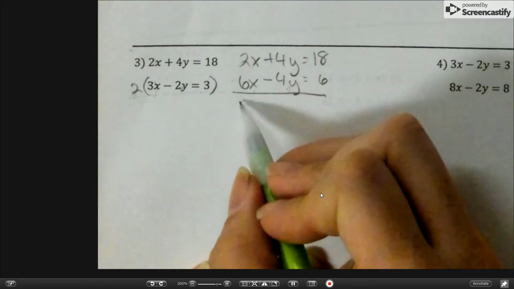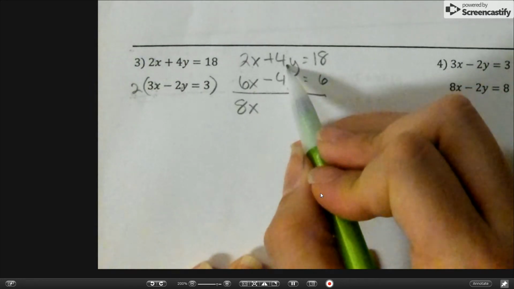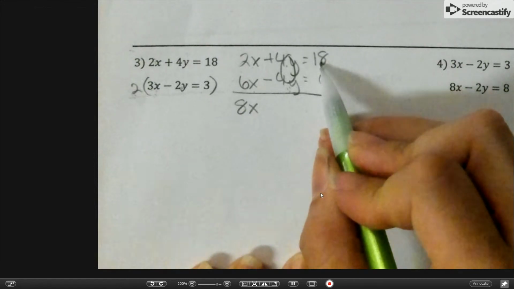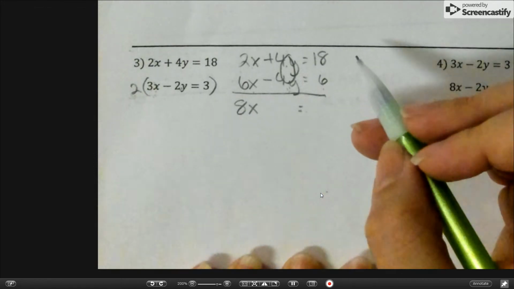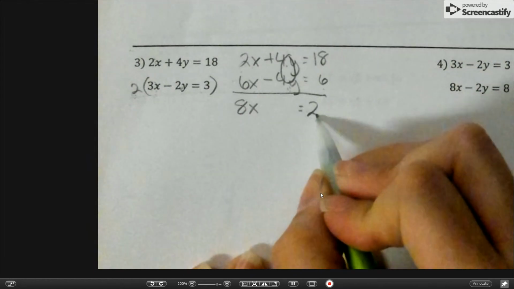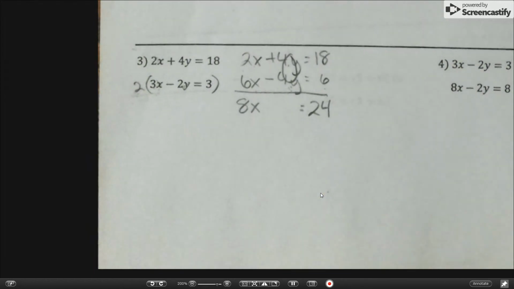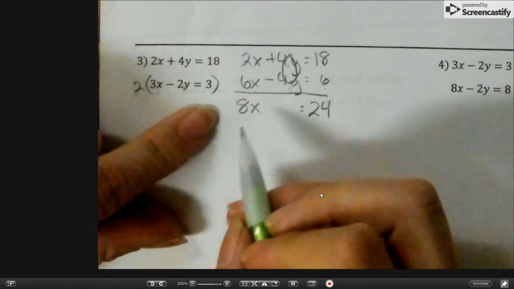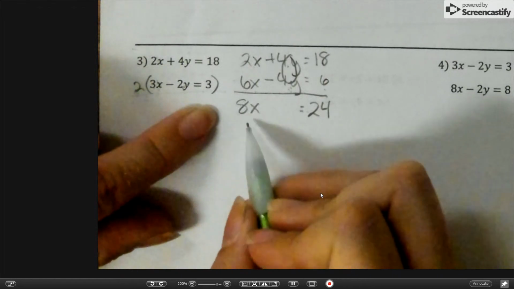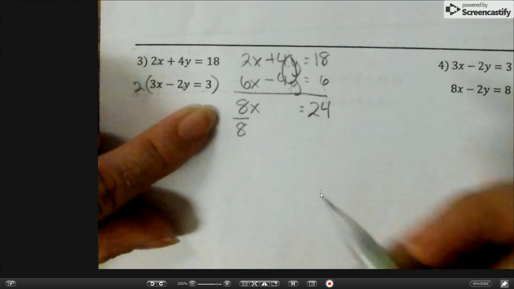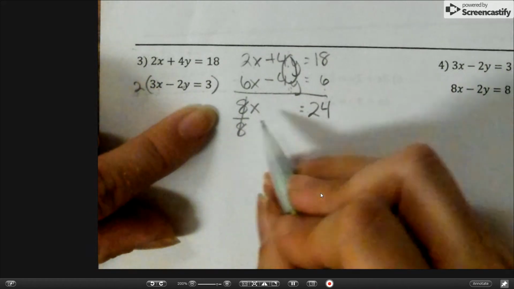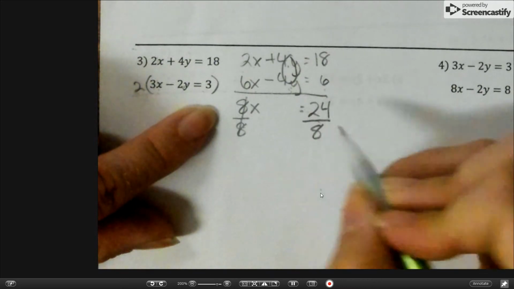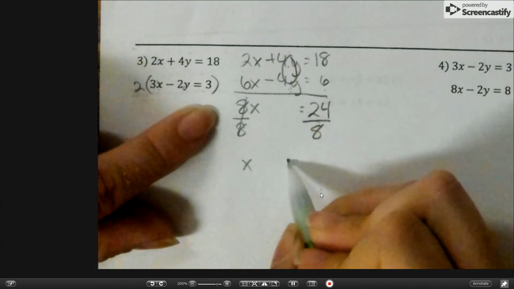We have 2x plus 6x is 8x. 4y plus negative 4y is 0. That's what we wanted. And then 18 plus 6 is 24. Okay, and now we just have 8x equals 24. So 8 times x, to get rid of that 8, we're going to divide by 8. So that equals 1. And if we do that on this side of the equation, we also have to do that on the other side. So we're going to divide this side by 8 also. So we get x equals 3.